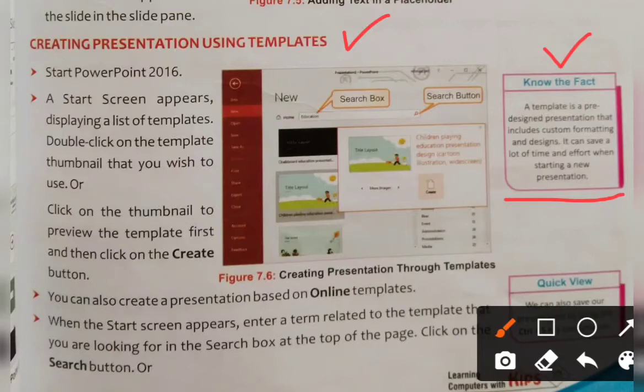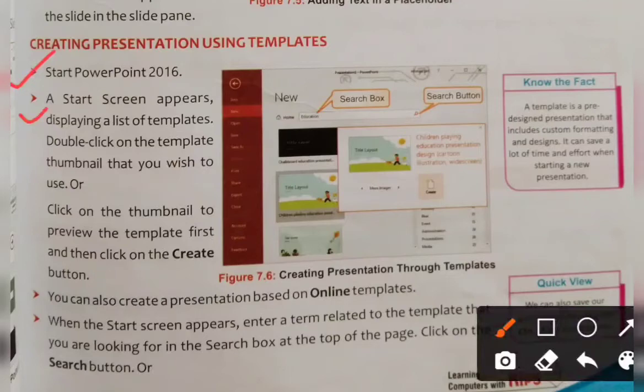So, if you want to make a new presentation and you have less time, then you can use the template option, and templates contain pre-designed presentations, right? So, how to create a presentation using a template? Let us discuss the points. Number 1, start PowerPoint 2016. Then a start screen appears displaying a list of templates. A number of templates are available. Double click on the template that you wish to use, right?